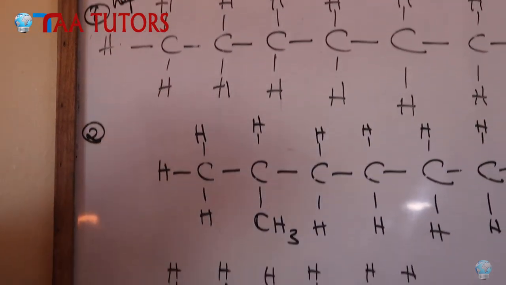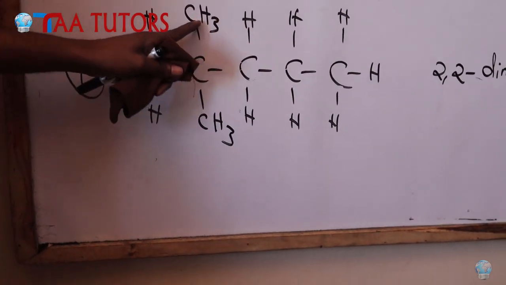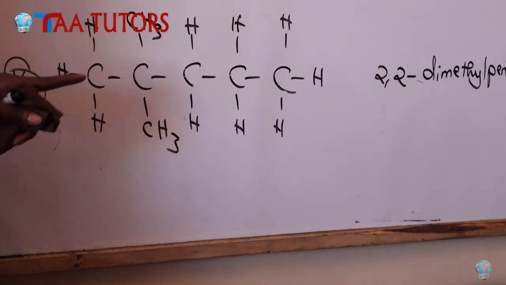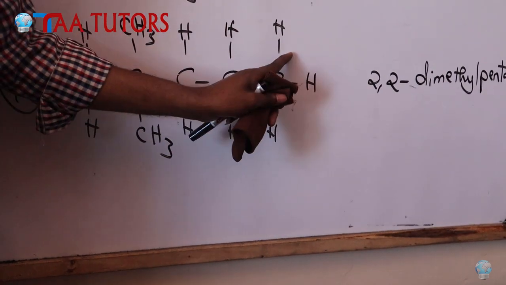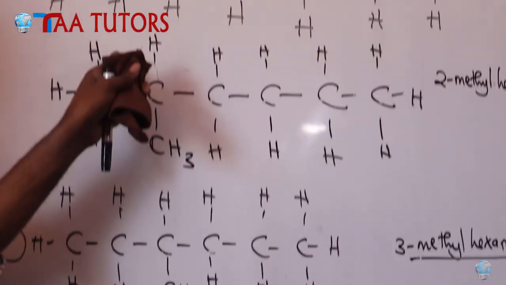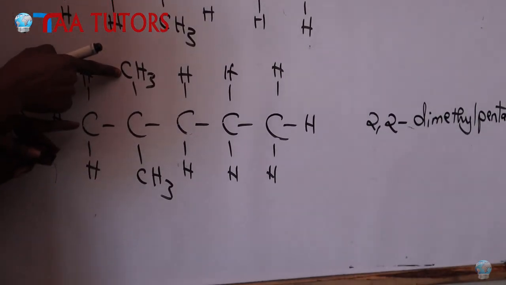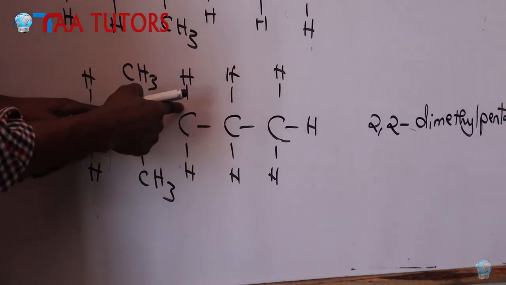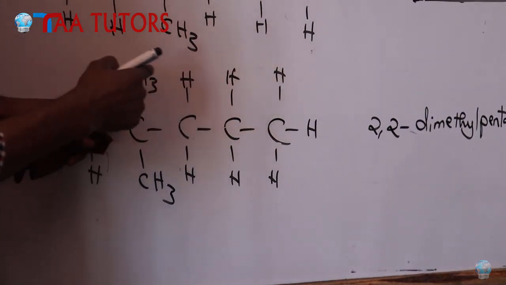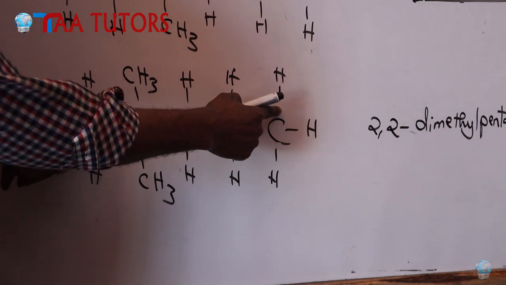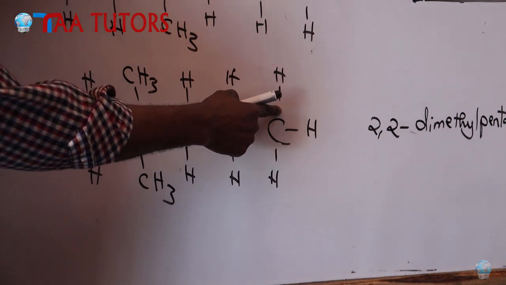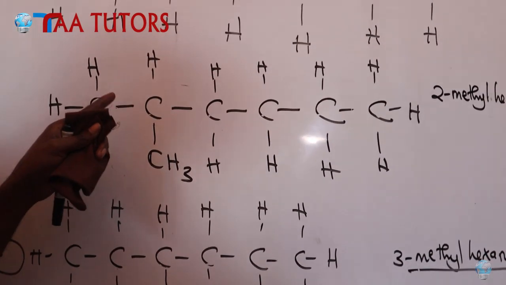I can move it here. I have another name. I can move this one there, another isomer, but I can't move it there. If I move this one there, I have this compound. Believe me, what I'm saying. If I move this part here, it's okay. I can move it there, it's okay. But the moment I move it here, I have this compound again. You are going to see the name appearing like this. So that is not an isomer.